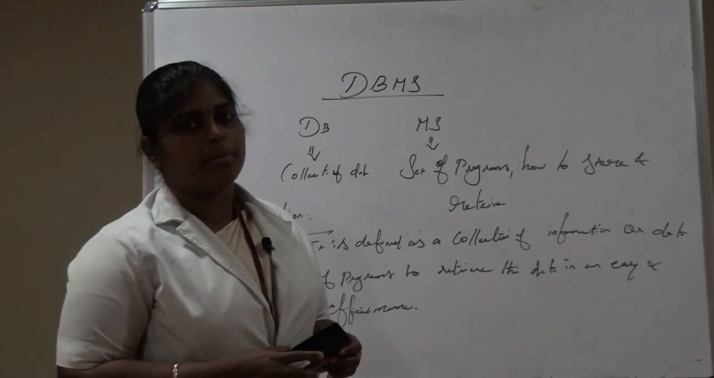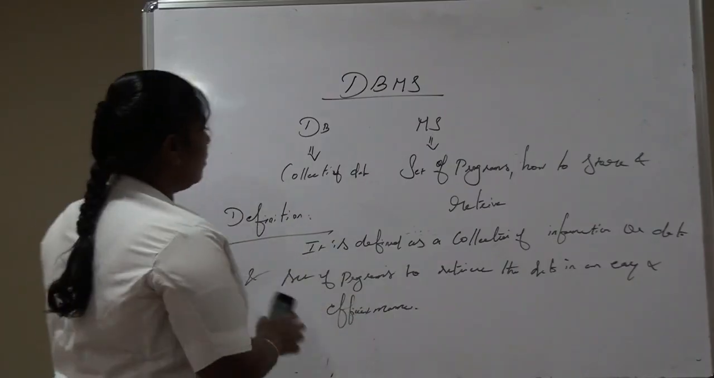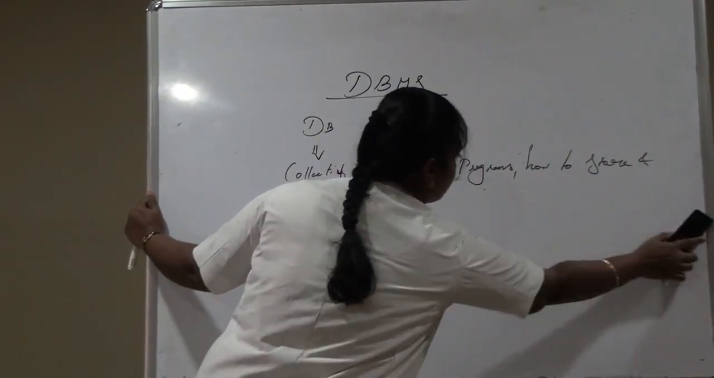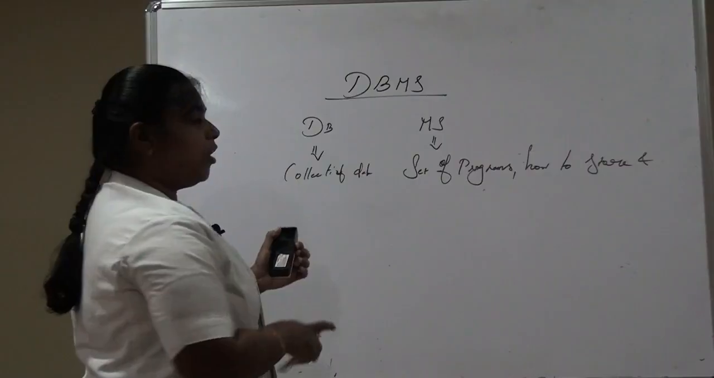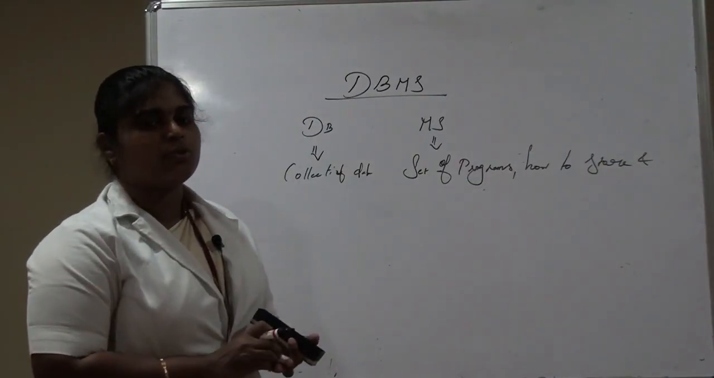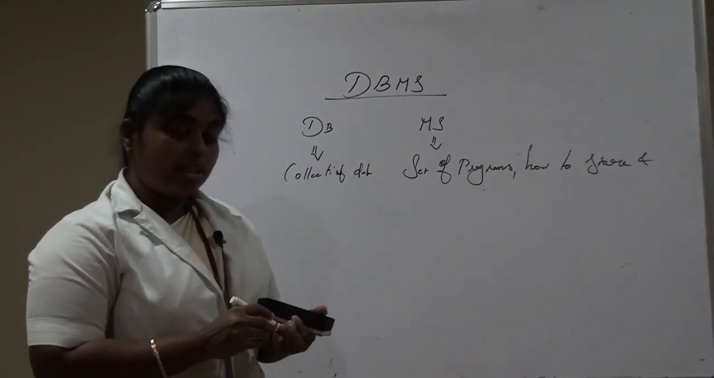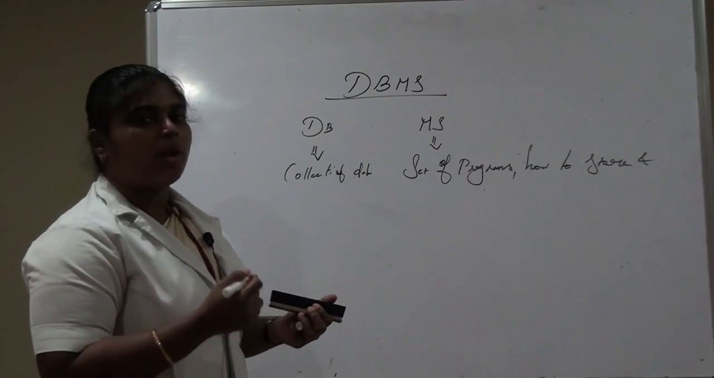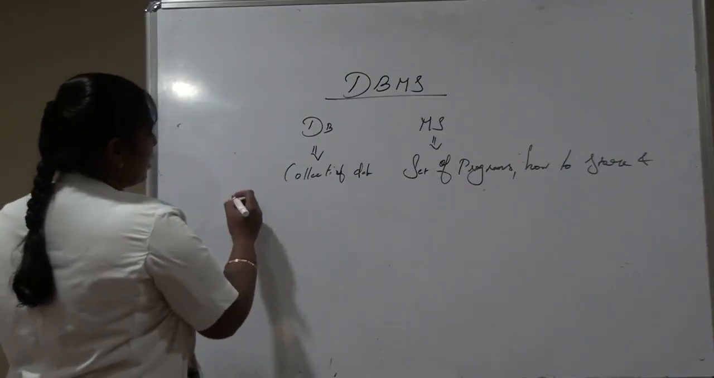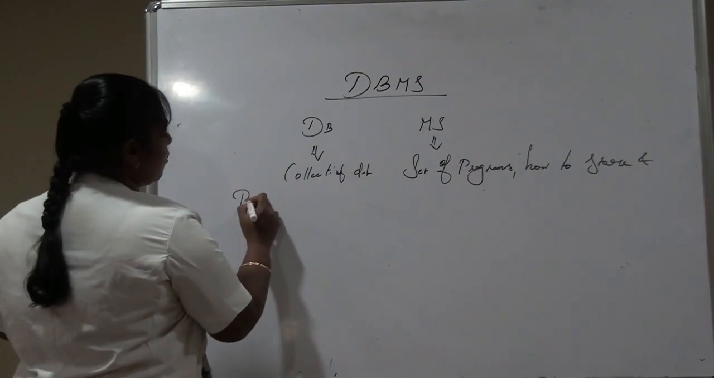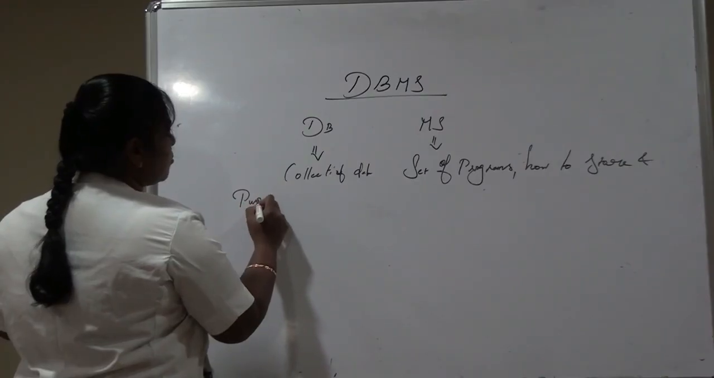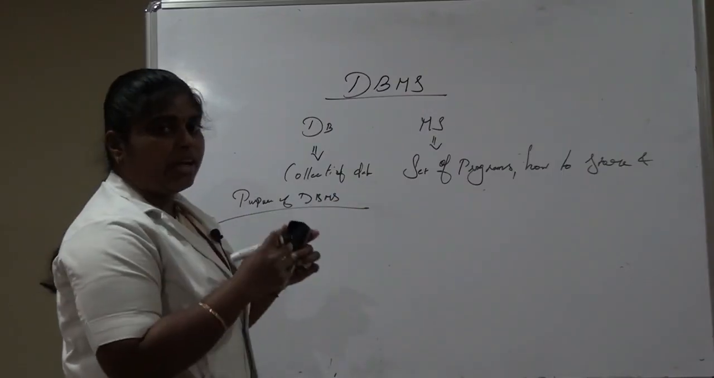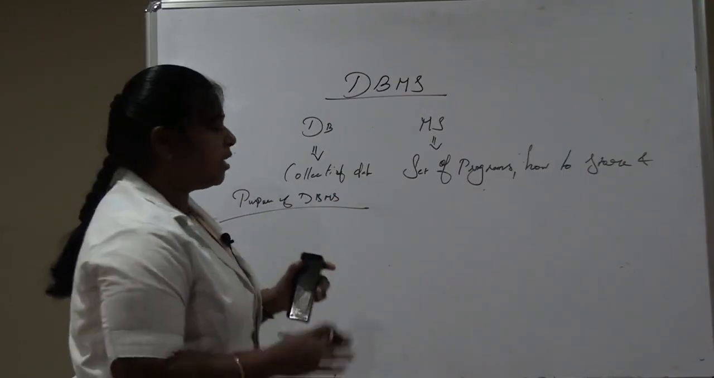Why do we go for this database management system? The second part is what the database management system is, and why we go for it. Instead of the file organization structure concept, we are going to switch over to the database management system. In the file organization system, a lot of demerits are possible. We are going to see one by one why we go for this. This is the purpose of DBMS.